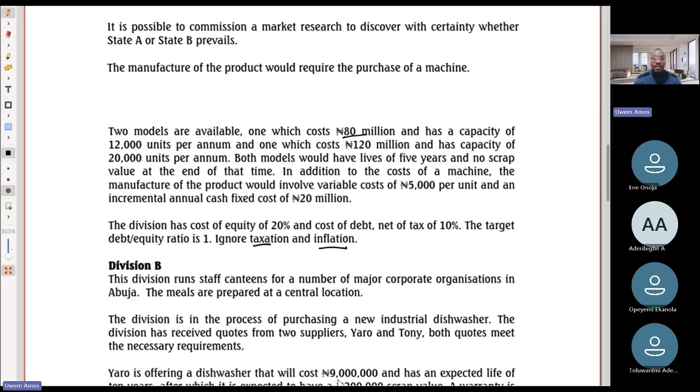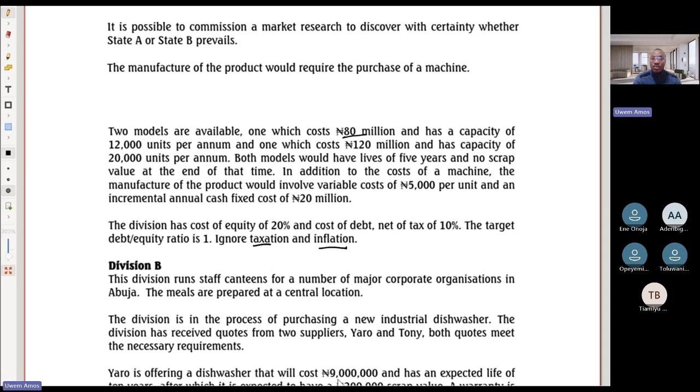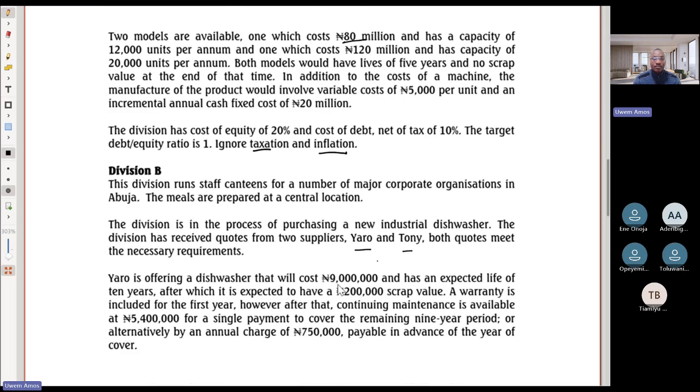It says Division B, the division runs staff canteens for a number of major corporate organizations in Abuja. The meals are prepared at a central location. The division is in the process of purchasing a new industrial dishwasher. The division has received quotes from 2 suppliers. So we have two suppliers in there. You have Yarrow and you have Tony. Both quotes meet the necessary requirements.